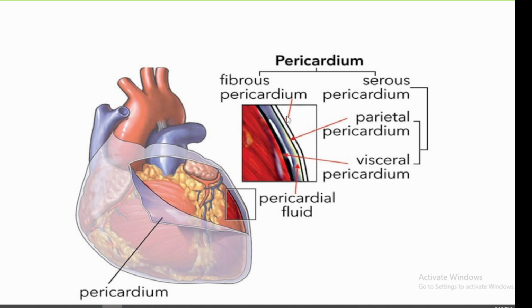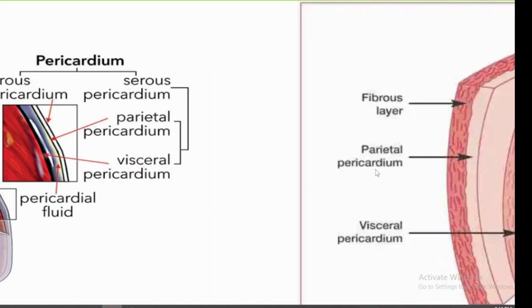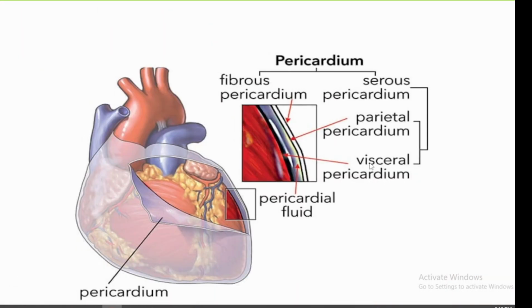Now, aside from the outermost layer, which is the fibrous pericardium, we have a serous pericardium. The serous pericardium is made up of the parietal pericardium and the visceral pericardium. And we said that the visceral pericardium, which is the innermost one, is also called the epicardium because it attaches directly to the heart itself. Do you get it? It attaches directly to the heart itself.